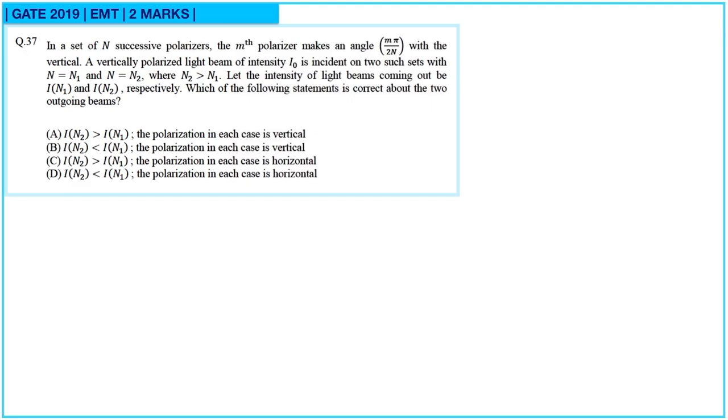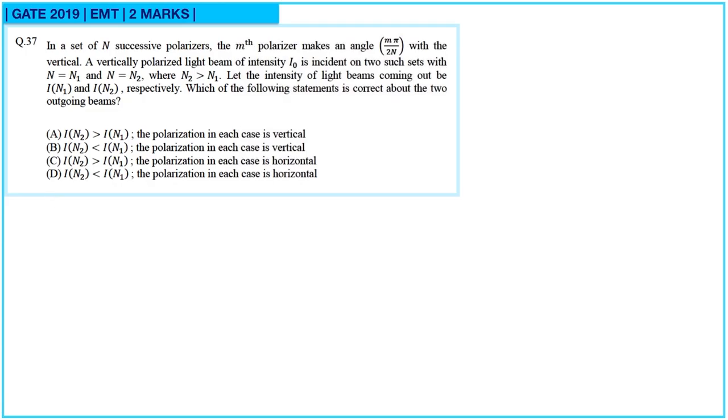37. In a set of n successive polarizers, the mth polarizer makes an angle m pi by 2n with the vertical. A vertically polarized light beam of intensity I0 is incident on two such sets with n equal to n1 and n equal to n2, where n2 is greater than n1. Let the intensity of light beams coming out be In1 and In2 respectively. Which of the following statements is correct about the two outgoing beams?